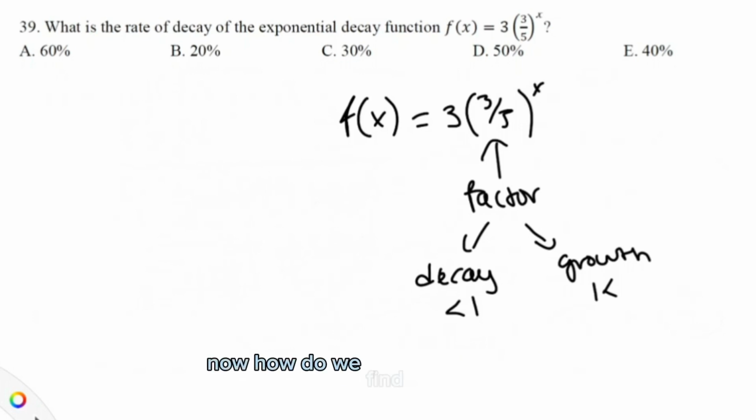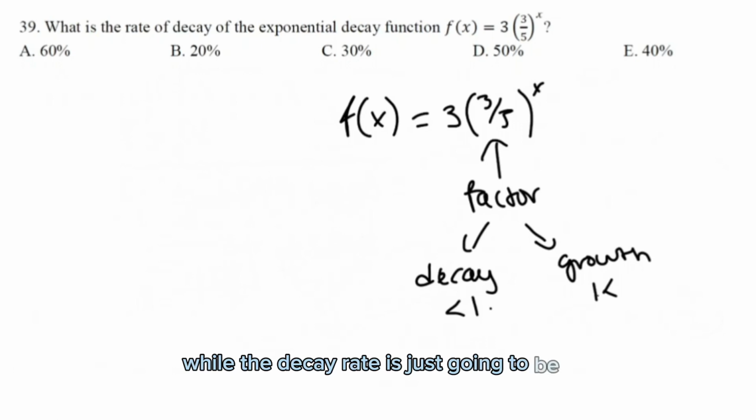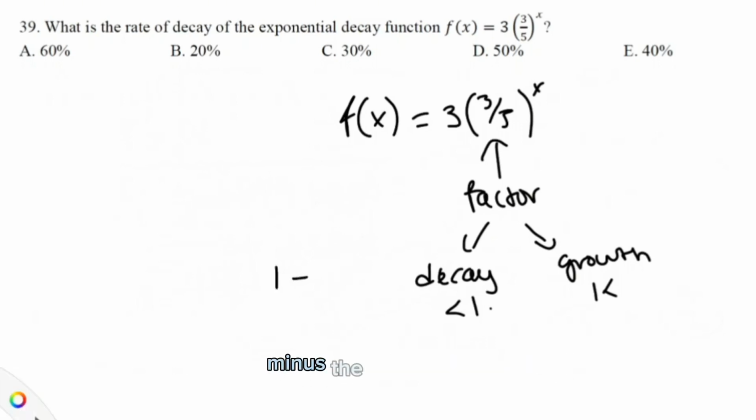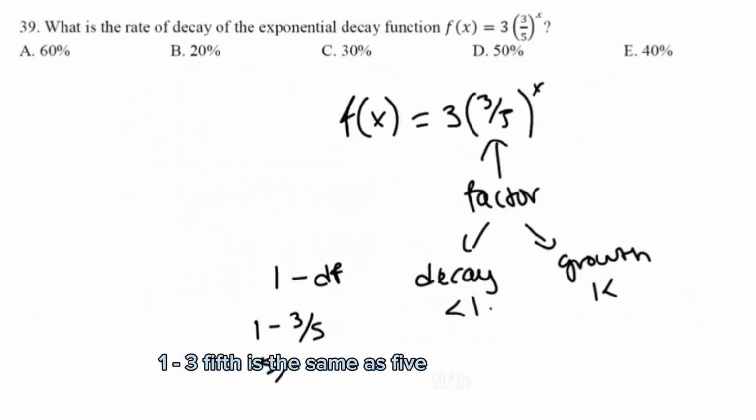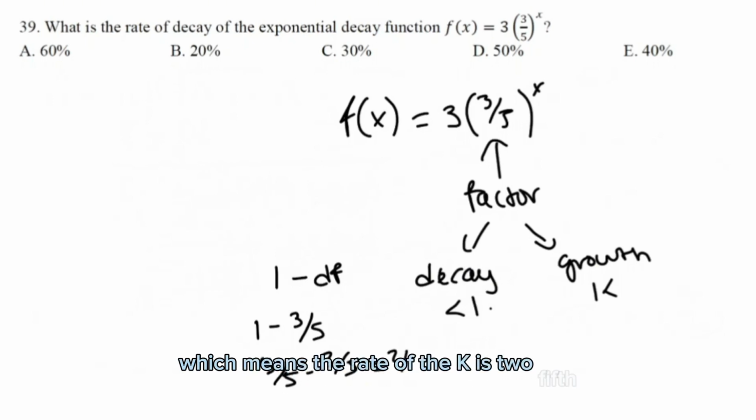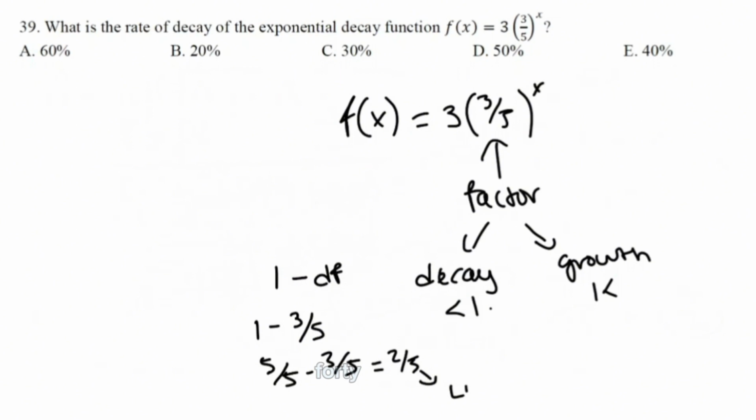Now, how do we find the decay rate? Well, the decay rate is just going to be 1 minus the decay factor. We're going to call it df. So if the decay factor is 3/5, it's just 1 minus 3/5. 1 minus 3/5 is the same as 5/5 minus 3/5, which means the rate of decay is 2/5, or in other words, 40%. And that's your answer.